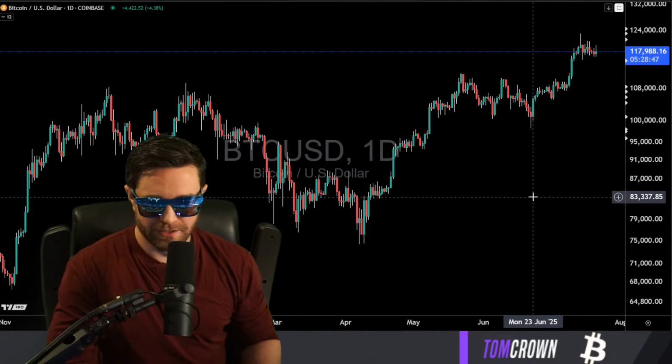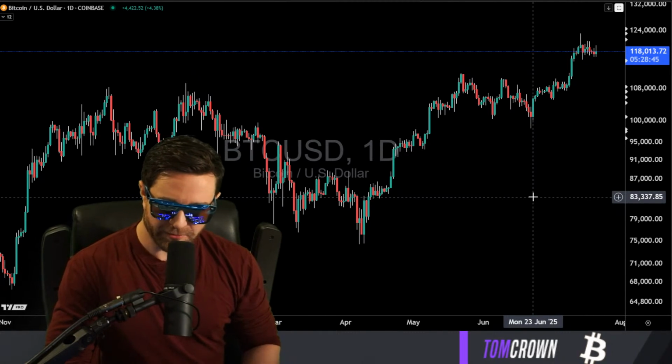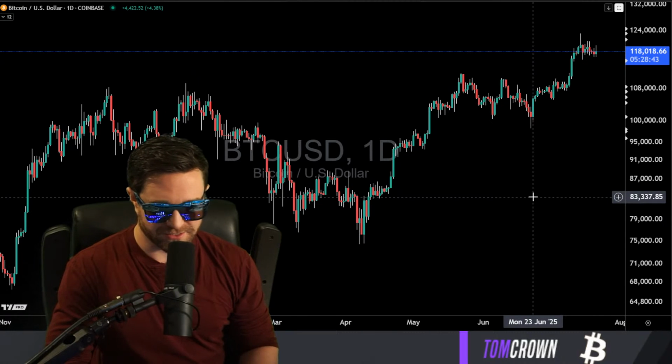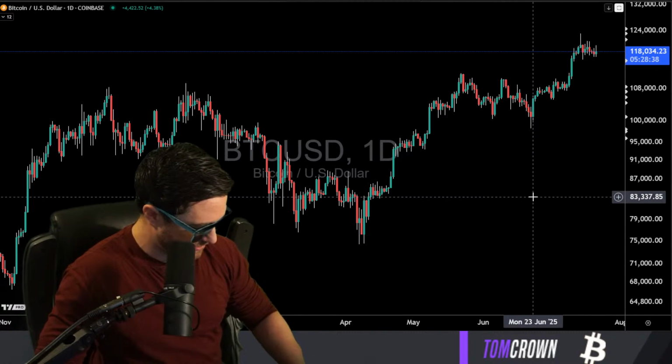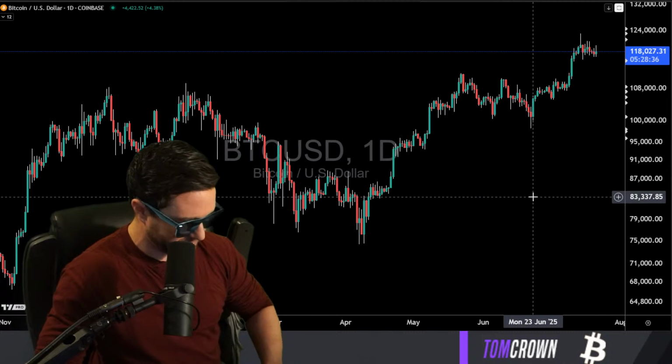The theme here was making a plan for profit taking this alt season, this bull run. And I'll go on and say it is always advisable to lock in something.